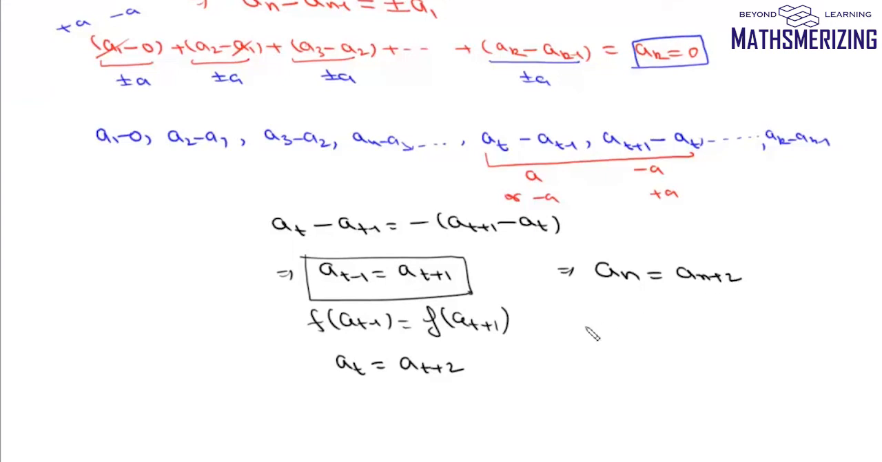Now we'll put n as k. Then ak equals a(k+2), and we have shown that a(k+2) is the same as a2. Since it is given that ak is 0, from here we say the value of a2 is 0. So for any number k greater than or equal to 3, if ak is 0, it simply means either a1 is 0 or a2 is 0.